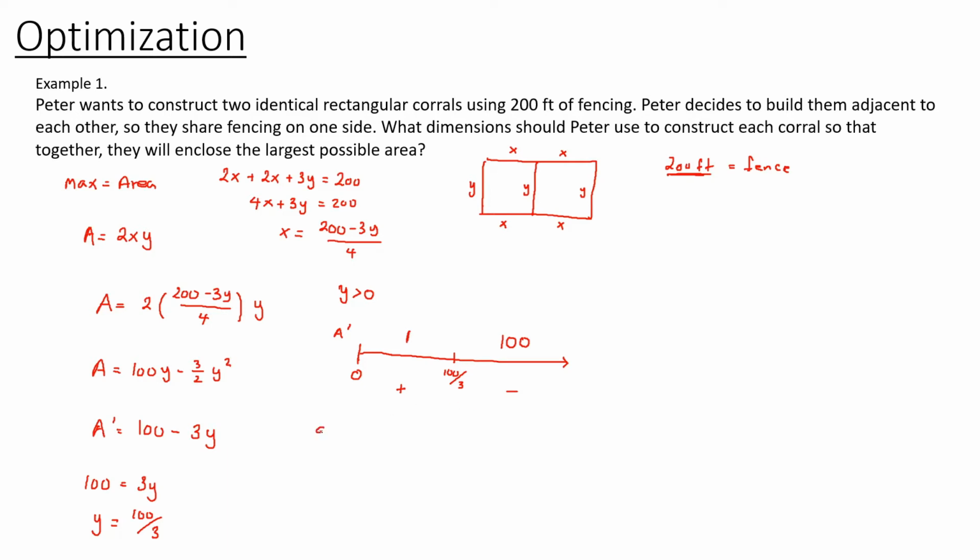So at y equal to 100 over 3, you'll find that it comes out to be a maximum. So at y equal to 100 over 3 is your maximum. Let's go back and solve for x, because our goal is to figure out the dimensions. So x is equal to 200 minus 3 times the y.